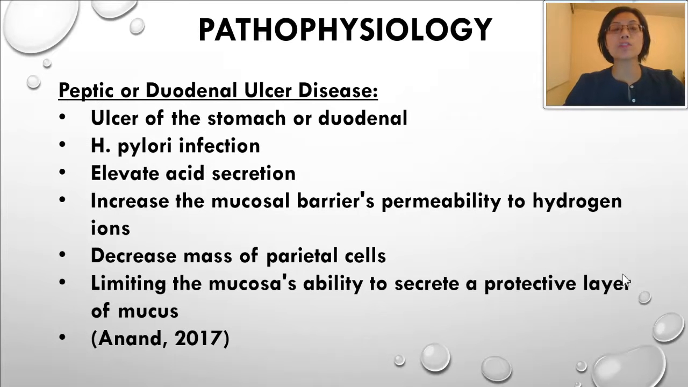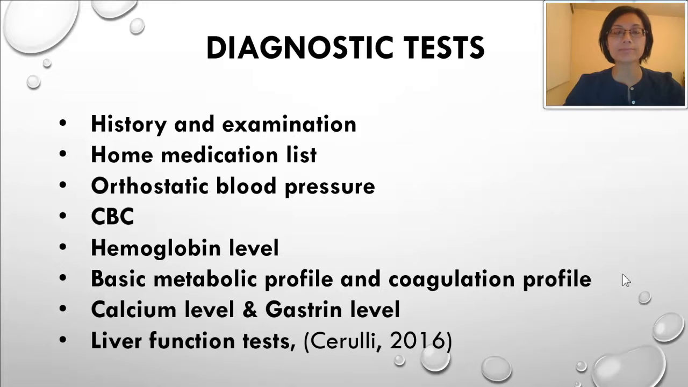Another main reason for GI bleeding is peptic ulcer. This is an ulcer of the stomach and duodenum. Similar reasons, like H. pylori infection, using NSAIDs, and alcohol abuse, are the main causes of the disease, because those substances elevate the acid secretion and increase the mucosal barrier's permeability to hydrogen ions. It decreases the mass of parietal cells and, as a result, limits the mucosa's ability to secrete a protective layer of mucus, causing ulcer and bleeding from the stomach.